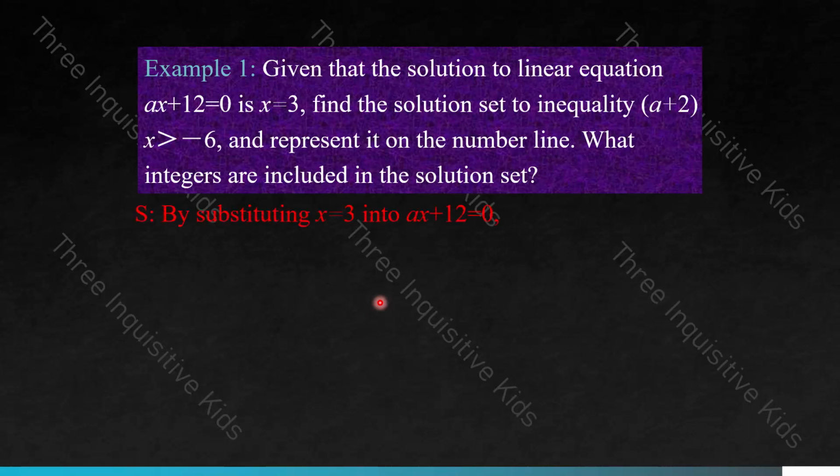Here is our solution. We start by substituting x = 3 into ax + 12 = 0, where we get a = -4. Now substituting -4 into the inequality, we get -2x > -6, which means that x is less than 3.